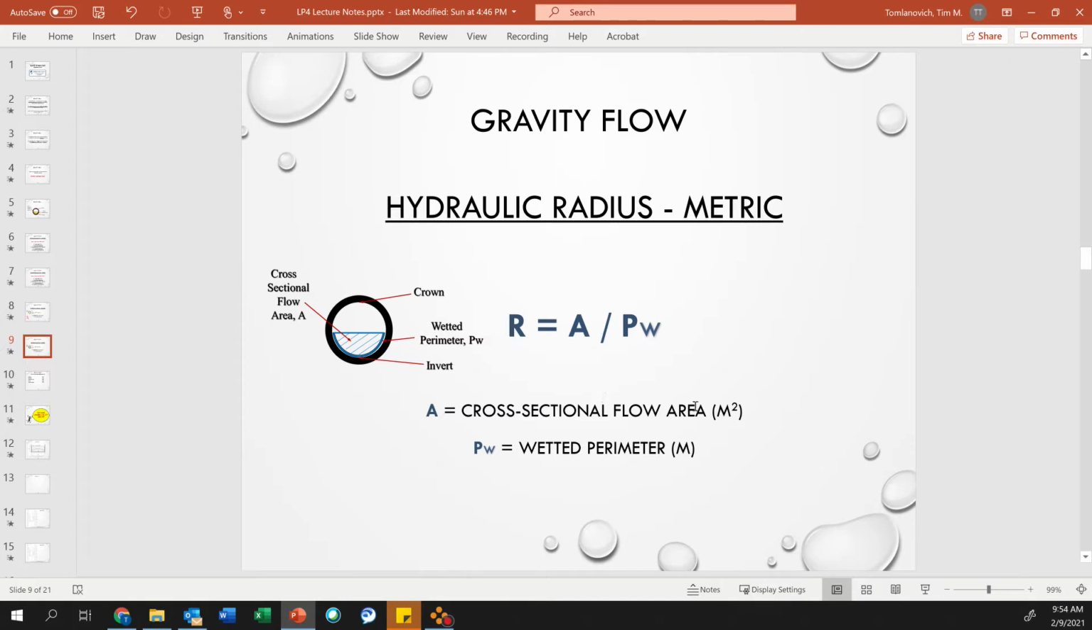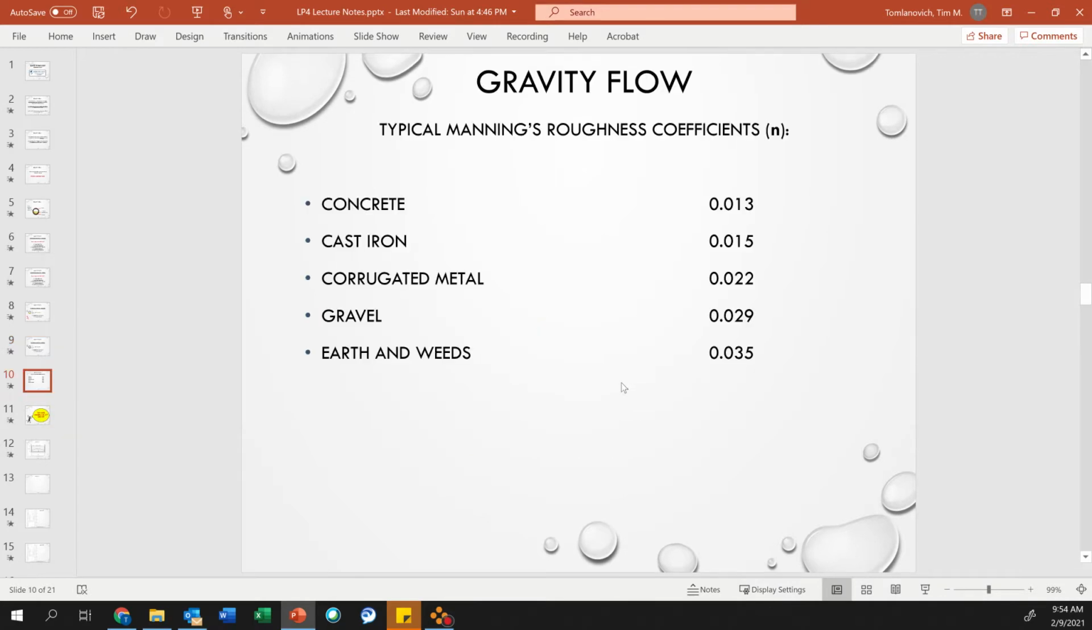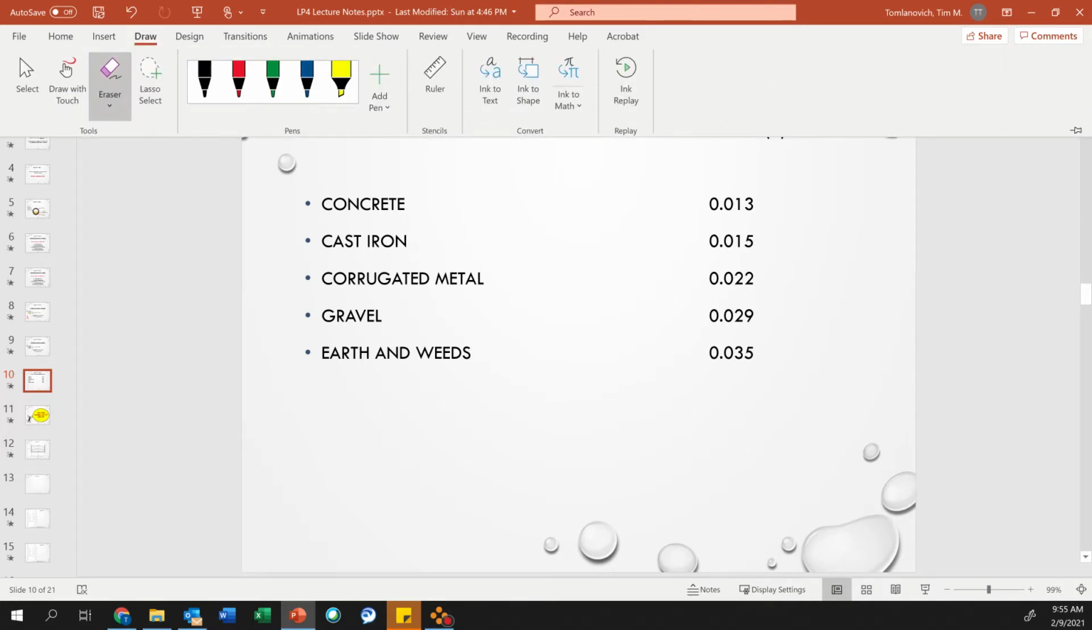Okay, here's the metric. So we have meters squared divided by meters, same principle. Roughness coefficient. So these apply to both English and metric. If you think about it, the smoother the pipe, the more flow we get. So when you look at water sheet flow, if it's a smooth plastic pipe, it's going to flow fairly fast. But as soon as it gets rougher and rougher, the friction is going to want to slow that flow down. So each kind of material has a different kind of roughness coefficient.